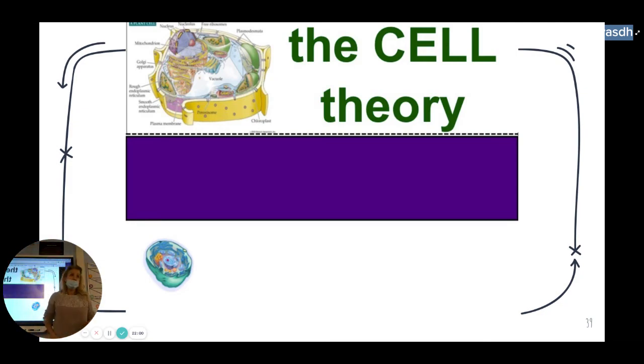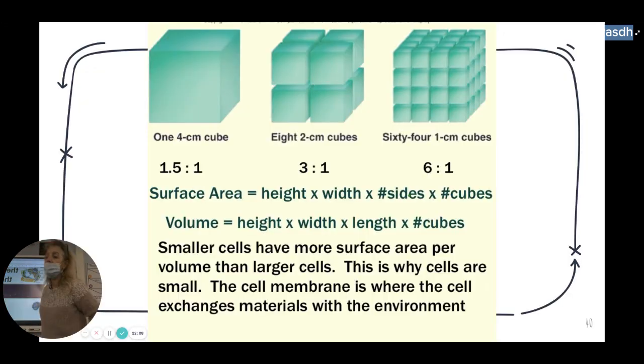We started talking about cells then. Remember the cell theory? All living things are composed of cells. Cells only come from pre-existing cells. Cells are the functional unit of every living thing, okay? We talked about that cells are very, very, very what? Small, because they want a large surface area per volume.